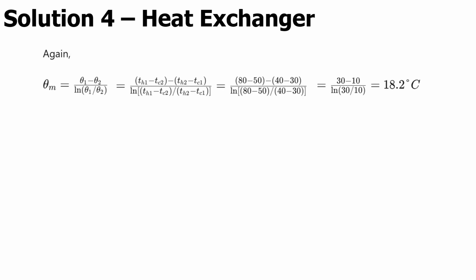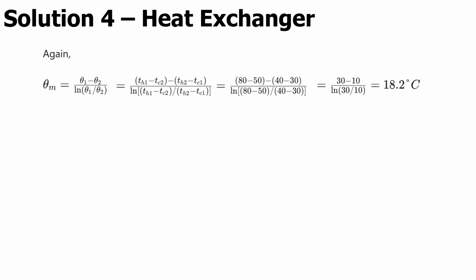Next, we calculate the logarithmic mean temperature difference, LMTD, denoted as theta m. So for a counterflow heat exchanger, the logarithmic mean temperature difference is given by the formula on the screen. And when we substitute the values, we get that the LMTD is approximately 18.2 degrees Celsius.